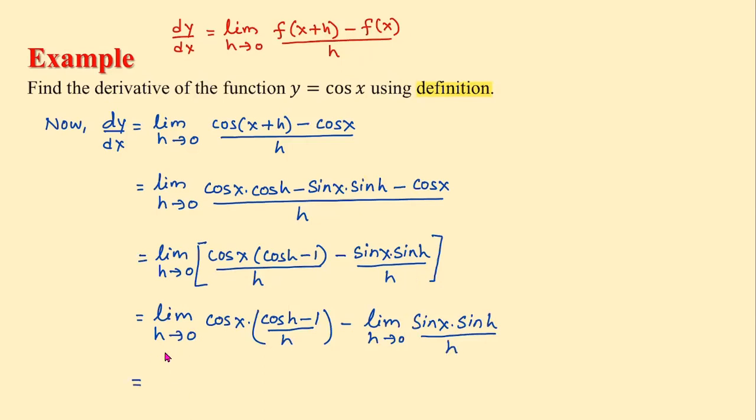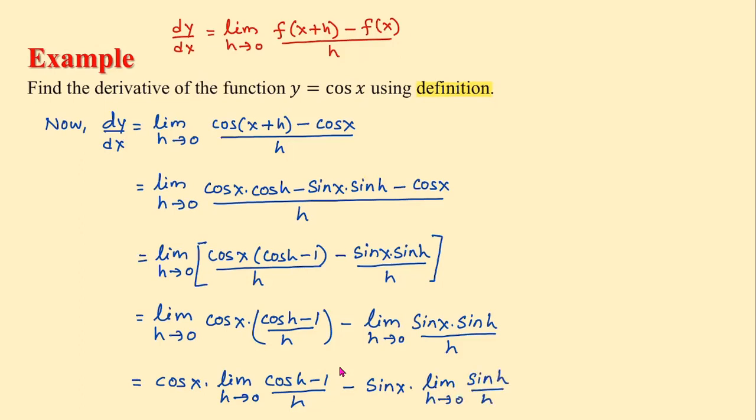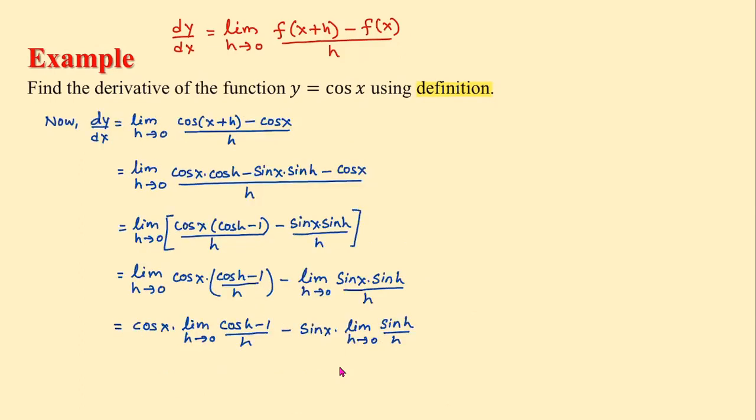Now you can see h is changing here, h approaches 0. So for this limit, cosine x is constant. So you can pull that out. And we get limit as h approaches 0, cosine h minus 1 over h. And then minus, in the second limit, similarly, sine x is a constant. You can pull it out. We'll have limit as h approaches 0 of sine h over h.